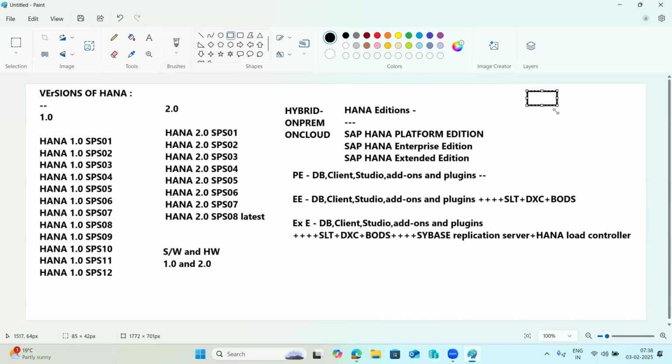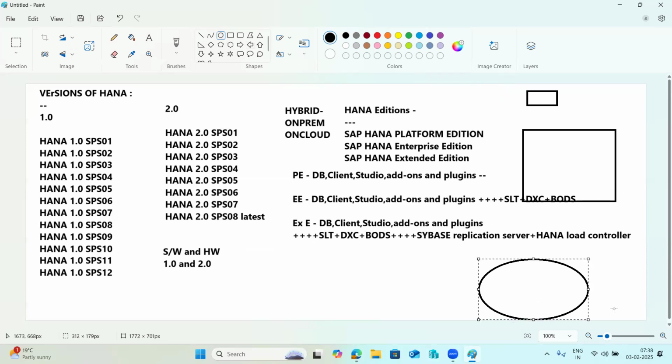So HANA will store the data in memory itself, but one copy of data it will store at the file system level as well. The data processing happens here, and there is an internal mechanism to store one copy of data in the file system level as well. File system level means the /data and /log folders at the operating system level.